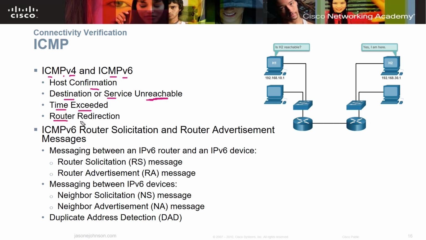It'll give you your time exceeded and your router redirection. So this node says, hey, is H2 reachable? It says H2 is reachable, so it'll send it. It doesn't know anything about this router or any of these switches, but it'll send it, and it will say, okay, yeah, I'm here, you can see me, and then you'll get a return back.